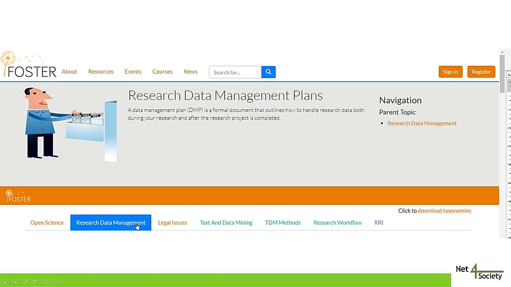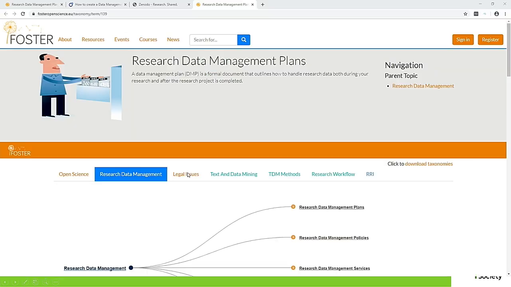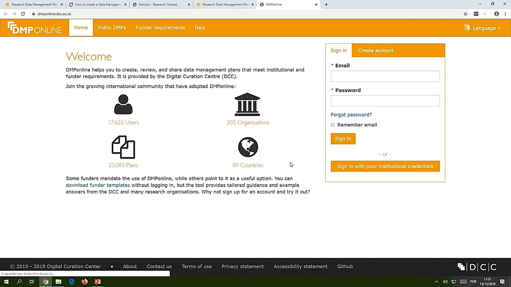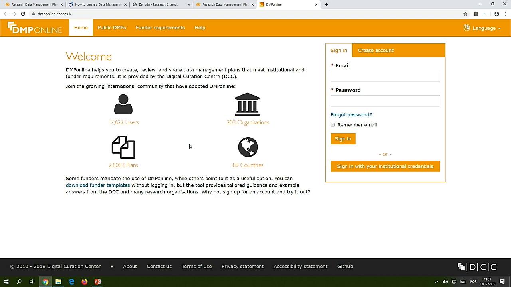And here, it's also very practical. It's probably one of the most, I would say, commonly suggested platforms to use to create a DMP, but there are others, there are several, which is the DMP online.